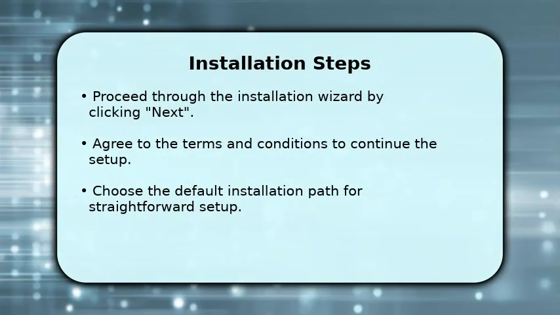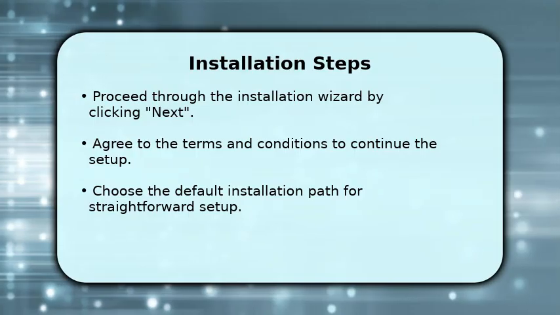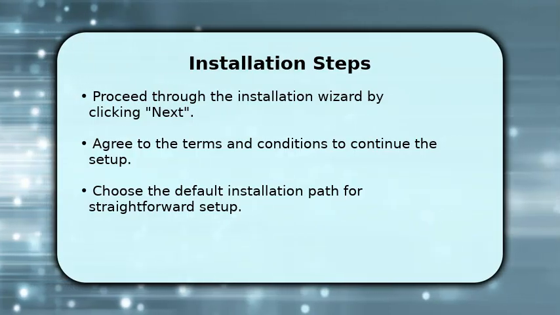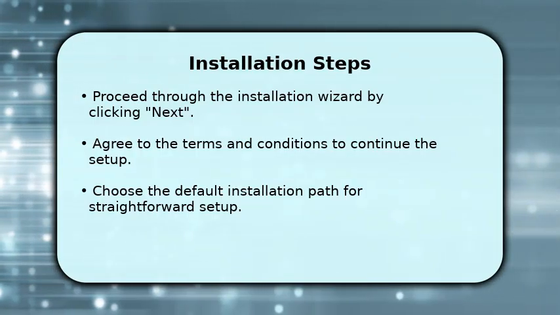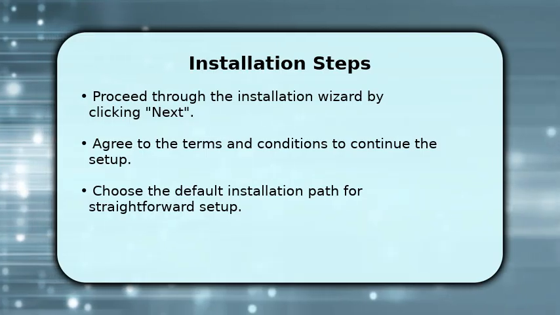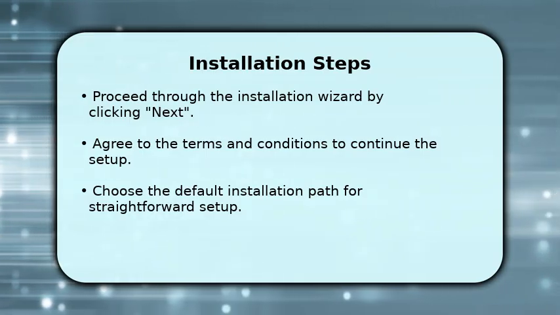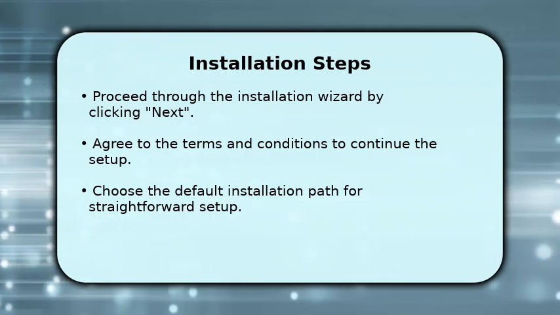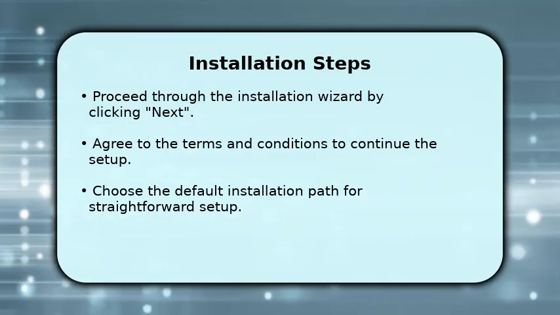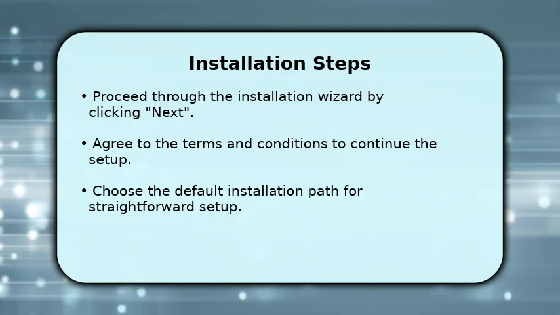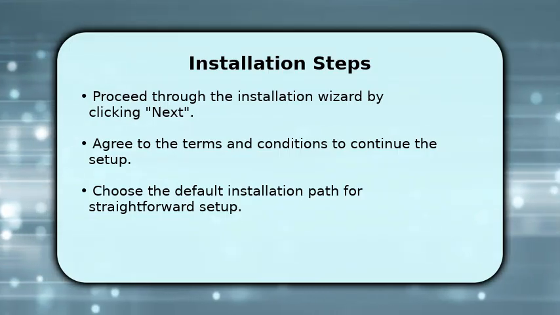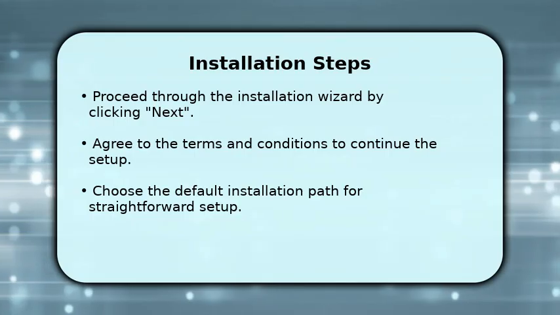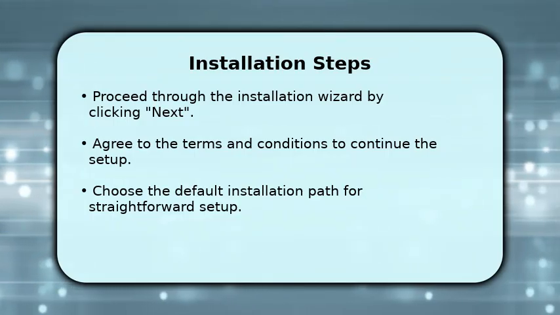Now, let's move on to the installation. Simply follow the on-screen prompts, clicking Next as you go. You'll need to accept the license agreement to proceed, which is standard practice for most software. For the easiest setup, we recommend choosing the default installation directory. This typically places Sandboxie in a common Program Files location, making it simple to find and manage later on. The entire process usually takes just a few moments.